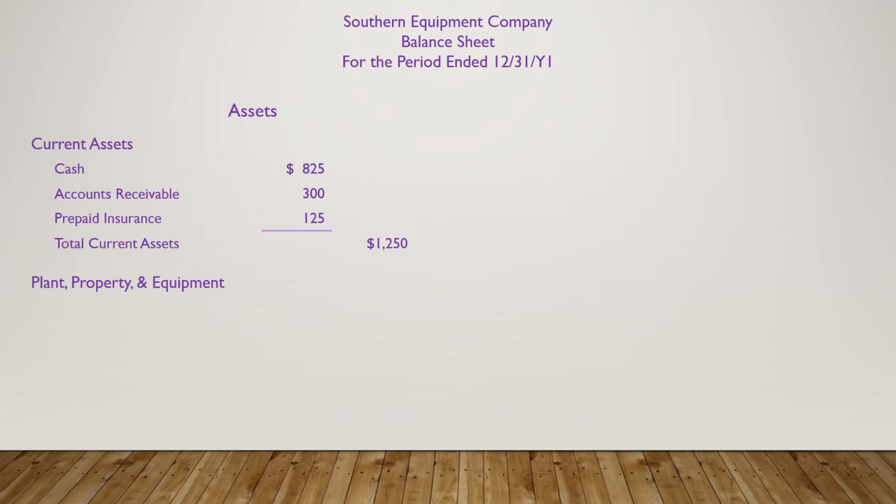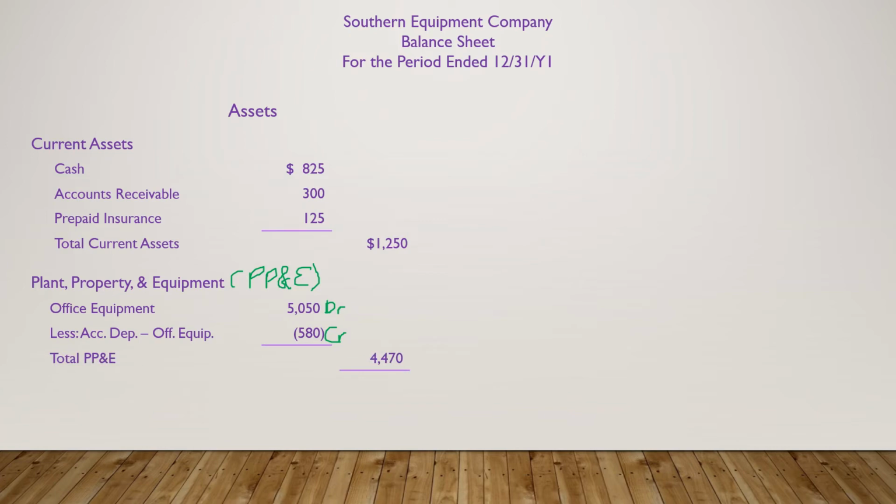Next, we do PP&E, our long-term assets. There are multiple classes of long-term assets, like financial investments and intangible assets, but we're just working with PP&E. SEC has office equipment and the related accumulated depreciation account. Remember that office equipment carries a debit balance, but accumulated depreciation carries a credit balance. Consequently, the two will net against one another to get total plant, property, and equipment. Combine total current assets with total PP&E, and we have total assets.